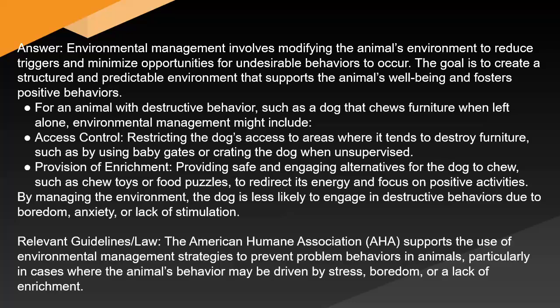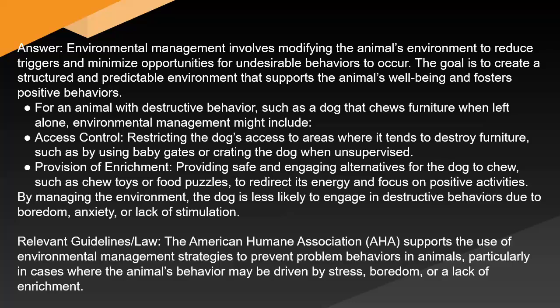For an animal with destructive behavior, such as a dog that chews furniture when left alone, environmental management might include access control, restricting the dog's access to areas where it tends to destroy furniture, such as by using baby gates or crating the dog when unsupervised. Provision of enrichment: providing safe and engaging alternatives for the dog to chew, such as chew toys or food puzzles, to redirect its energy and focus on positive activities.